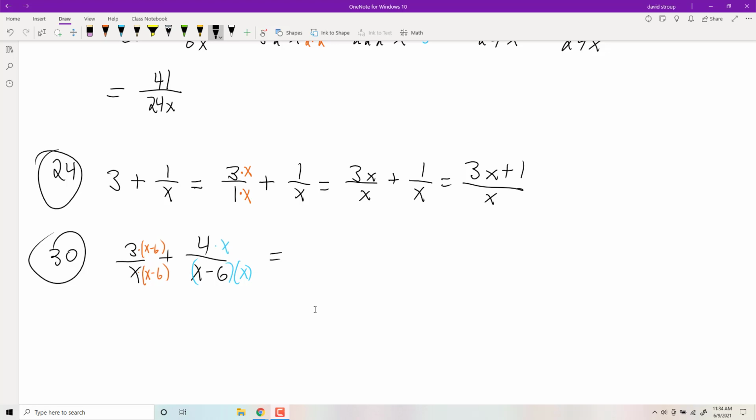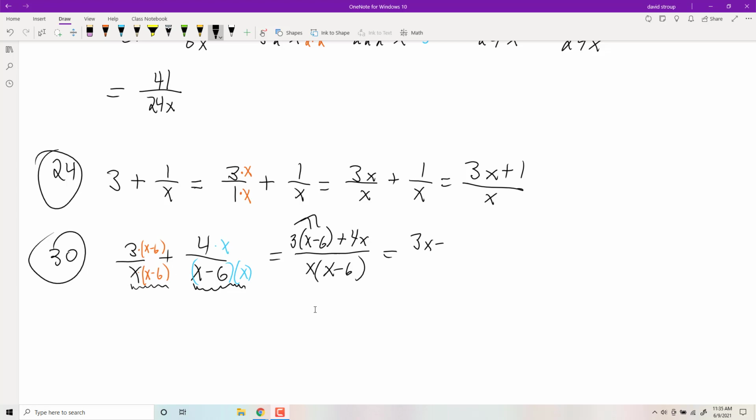Okay, so I'll have 3 times x minus 6. You could just borrow the common denominator and put that in. x times x minus 6 is the same as x minus 6 times x, but usually put the x first, so I'll write x times x minus 6. In the numerator then I have 3 times x minus 6 plus the 4x. Then I distribute the 3.